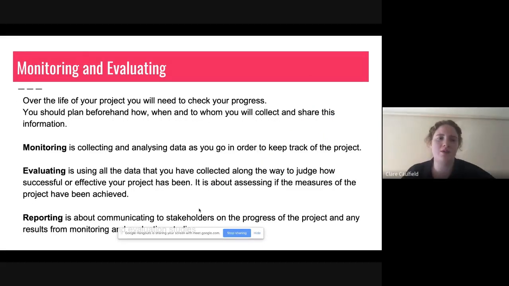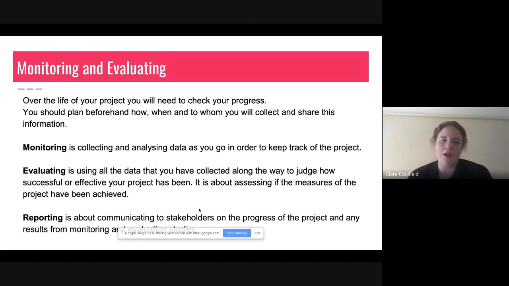And then when it comes to monitoring and evaluation, which is step 4, we've got a few definitions here. So monitoring is collecting data as you go along and analyzing it to make sure that you're on track. And then evaluating is when you add in the judgment. So are things going well? Are things going the way you wanted them to? Would you consider that things are successful and effective, or do you need to change things? So it's about assessing the measures of how you're going.